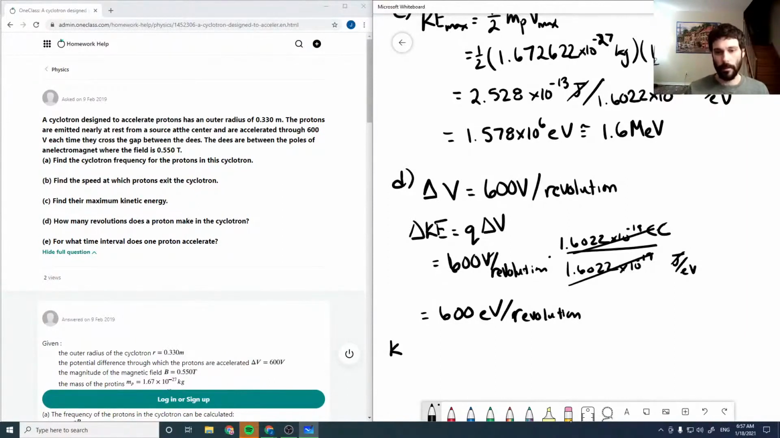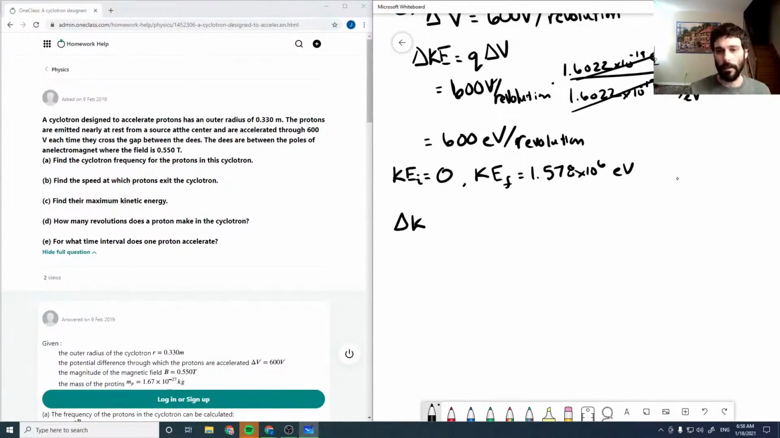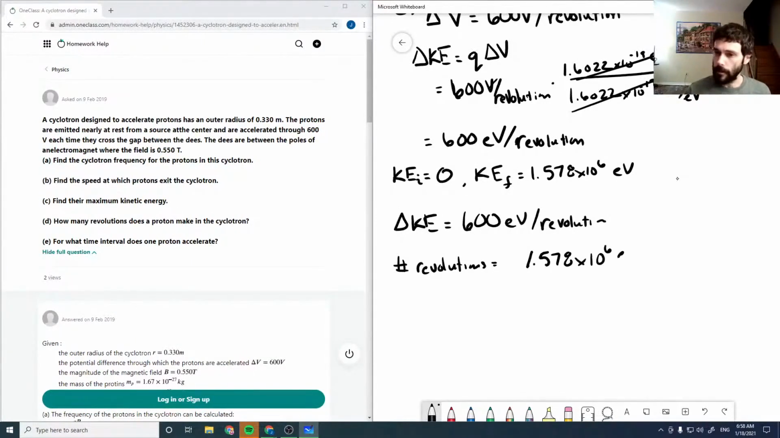So then if our KE initial is 0, and our KE final is 1.578 times 10 to the 6 eV, and we have a delta KE of 600 eV per revolution, then the number of revolutions is just our 1.578 times 10 to the 6 eV minus our initial, which is just 0, so I might as well include it just for fun, over our 600 eV per revolution.